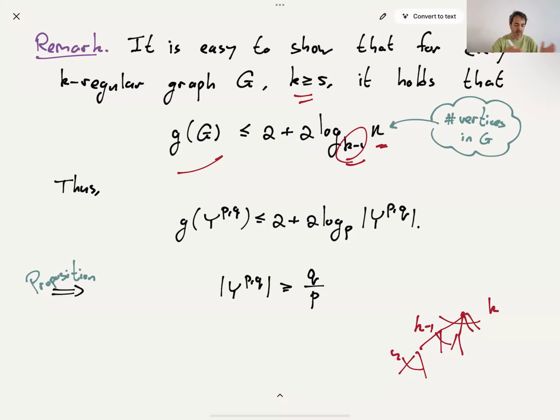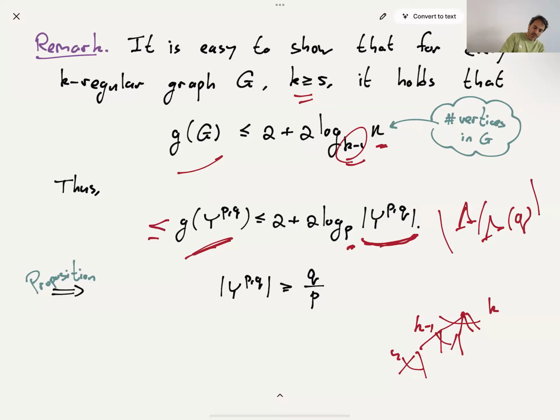Yeah, so you can compare it to the bound, but actually I want to do something else. So you can do this, and on the other hand, in our particular case, g of our graph is at most 2 plus 2 log p, because the degree is p plus 1, of the size of the graph. By that I mean the number of vertices, by the way. That's the name of the graph. So I mean the number of vertices, which is just the size of this quotient group.